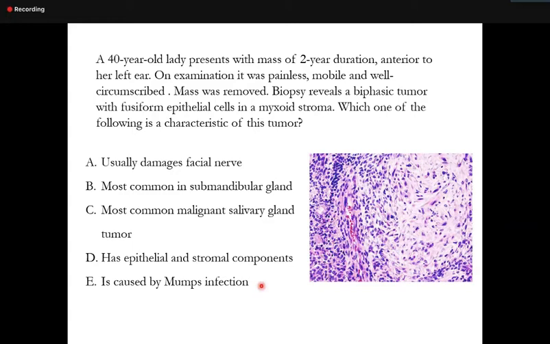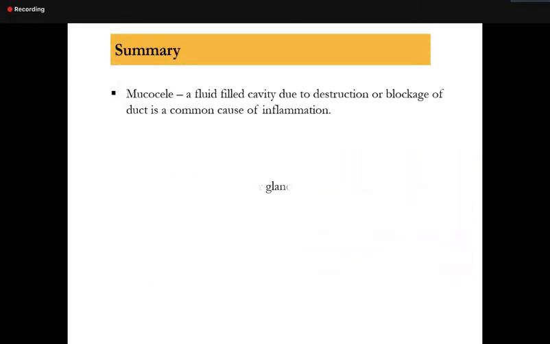So, most common in submandibular gland. No, it is salivary gland. Pleomorphic adenoma is most common in parotid gland. It is not in submandibular gland.